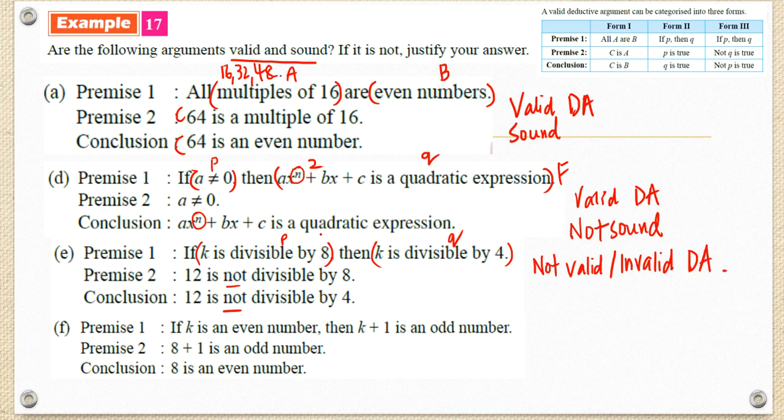Okay? Then we have to check whether it's true. If k is divisible by 8, then k is divisible by 4. 12 is not divisible by 8. This is true. 12 is not divisible by 4. 12 can be divided by 4, isn't it? Because 12 divided by 4, you get 3. So by looking at this conclusion, we know this is wrong. It's not valid and it is not sound, or we can use the word unsound.